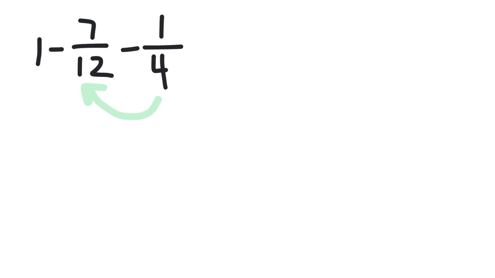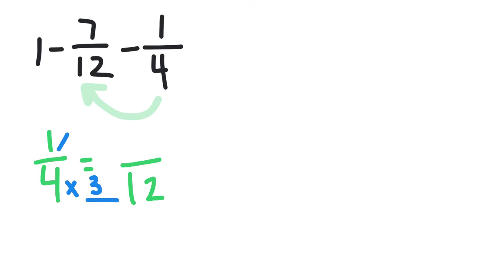So I have 1/4, and I want to turn that into 12ths. So I need to ask myself, 4 times what would get me 12? 4 times 3 would get me to 12. Got to do the same to the numerator. 1 times 3 is 3. So now I know that 1/4 is equivalent to 3/12.